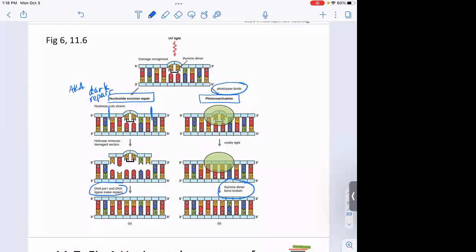So just remember back with the Okazaki fragments, how it took the DNA polymerase 1 and the ligase to seal up the ends there.